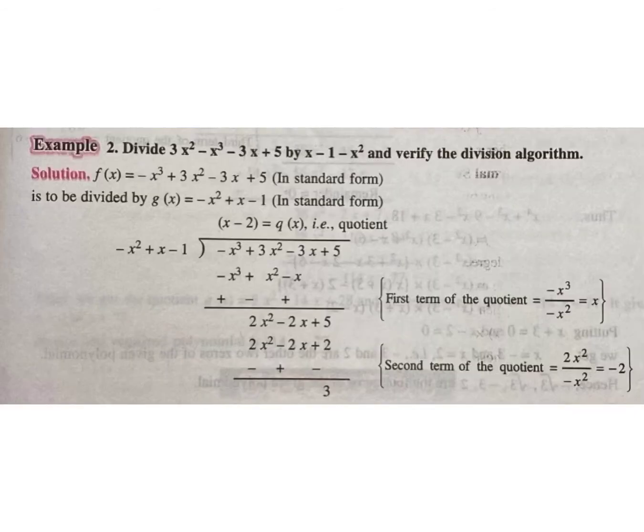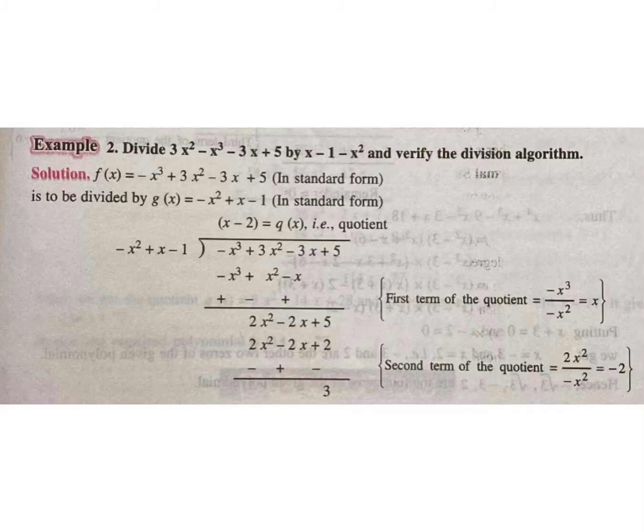Now let us try to understand it with another example. Divide 3x square minus x cube minus 3x plus 5 by x minus 1 minus x square. Here you can see that in the dividend polynomial, the terms are not arranged in decreasing order. So first of all, they are arranged in decreasing order, and we will get f of x is equal to minus x cube plus 3x square minus 3x plus 5. Similarly, divisor will be g of x is equal to minus x square plus x minus 1.